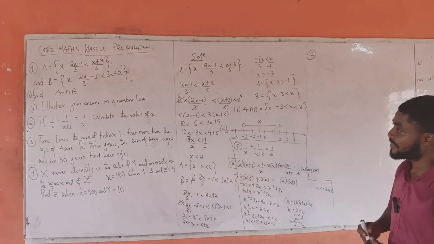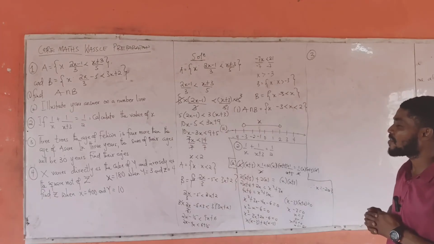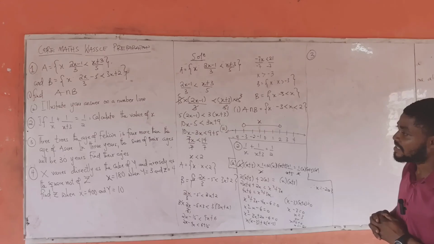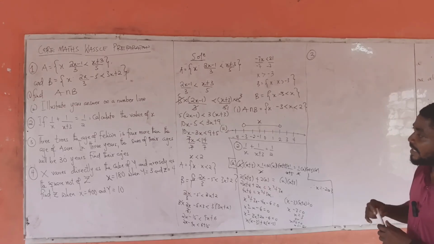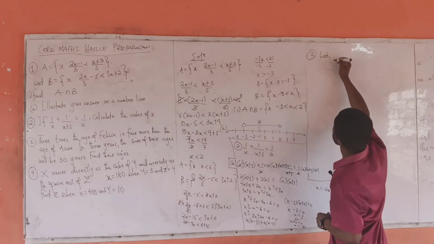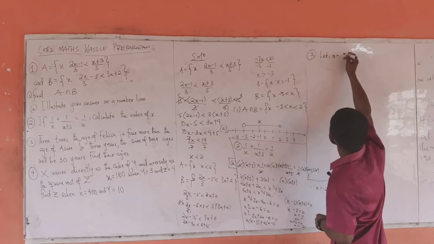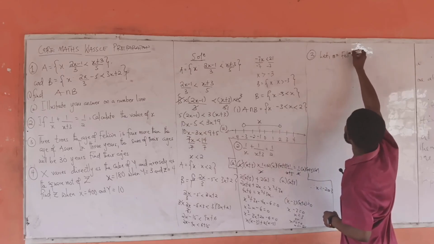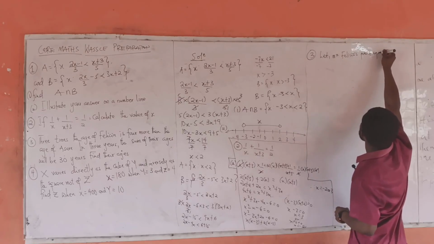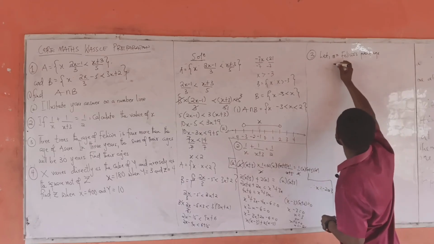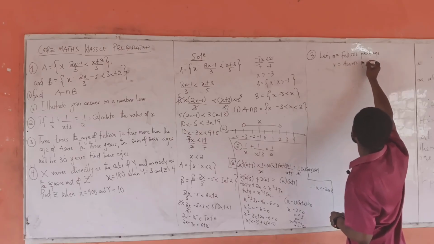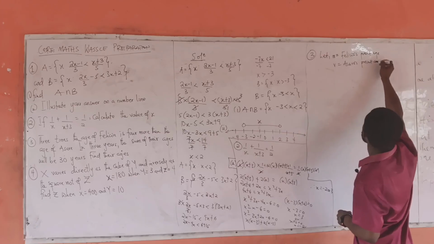Question 3 reads that 3 times the age of Felicia is 4 more than the age of Asari. In 3 years, the sum of their ages will be 30. Find their ages. So, let m be equal to Felicia's present age, and then v be equal to Asari's present age.